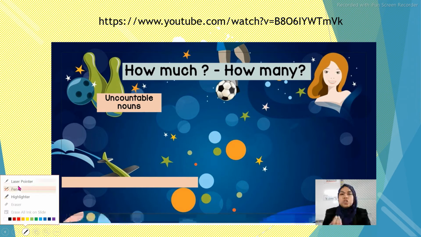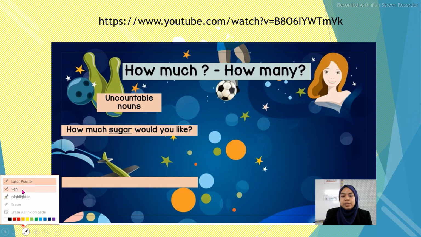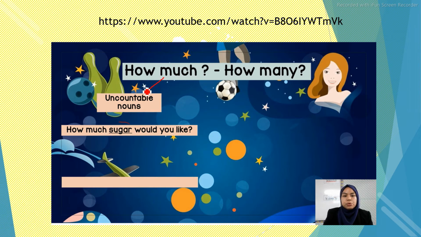For example, sugar and then water, right? So you cannot count. You use how much. How much sugar would you like? As you can see here, sugar is gula. You cannot count, you use how much sugar would you like. In Bahasa Melayu, it means berapa banyak gula kamu nak. Okay, so again, sugar is uncountable noun. You cannot count. You use how much.